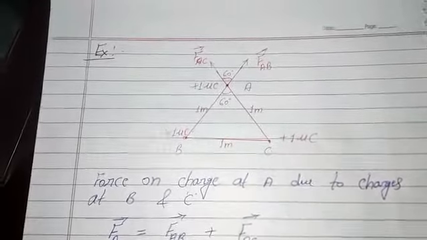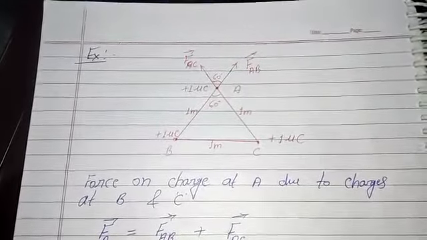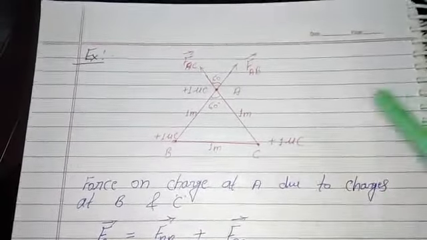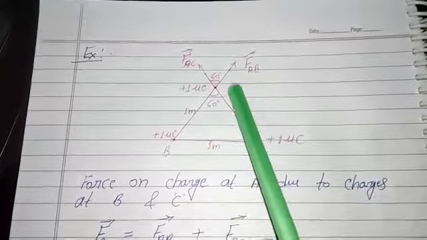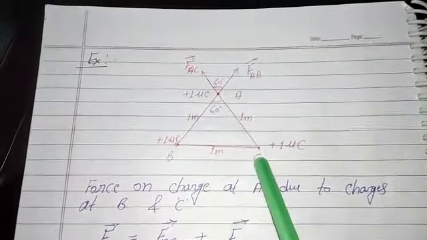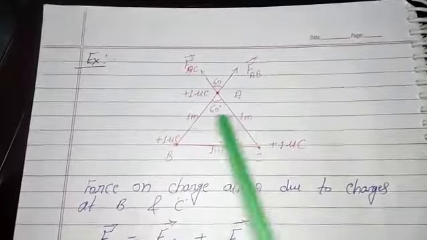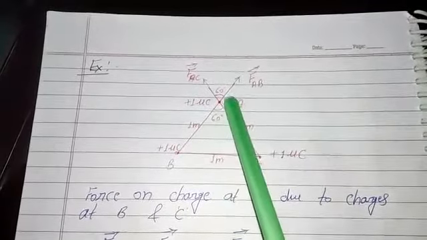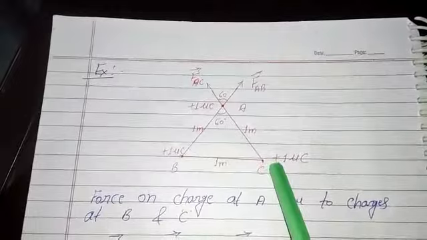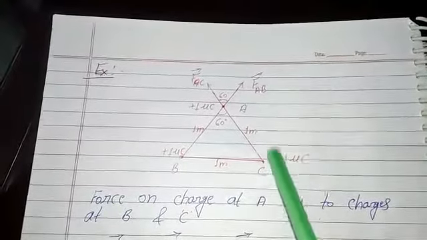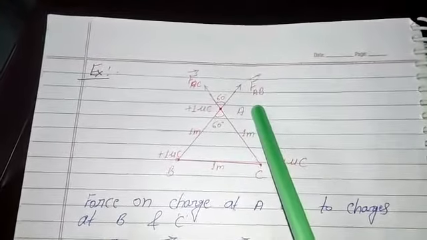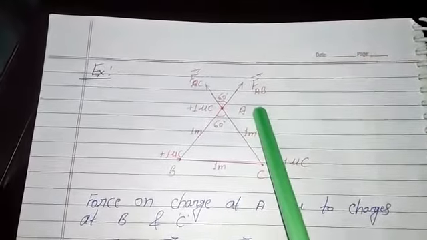Now we take an example of force due to multiple charges. Suppose an equilateral triangle ABC whose sides are 1 meter, and at each vertex a 1 microcoulomb charge is placed. We have to find the net force on A.